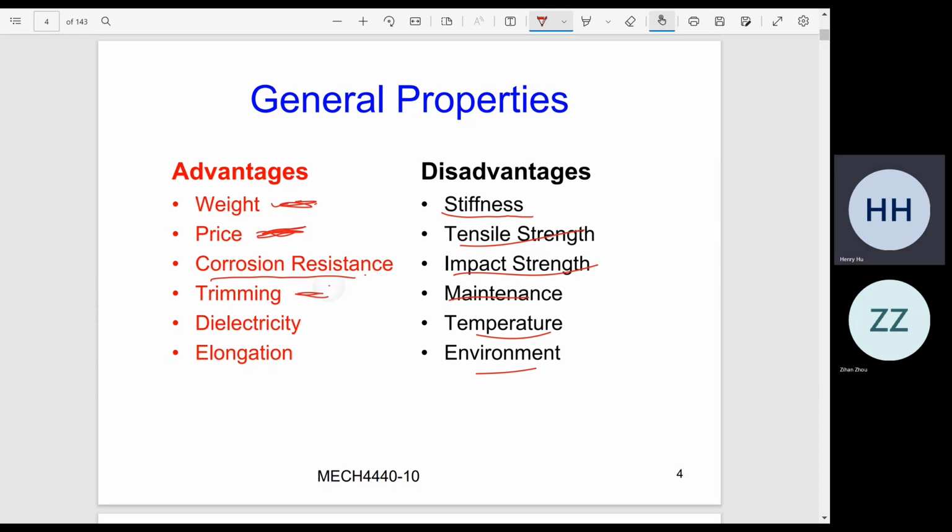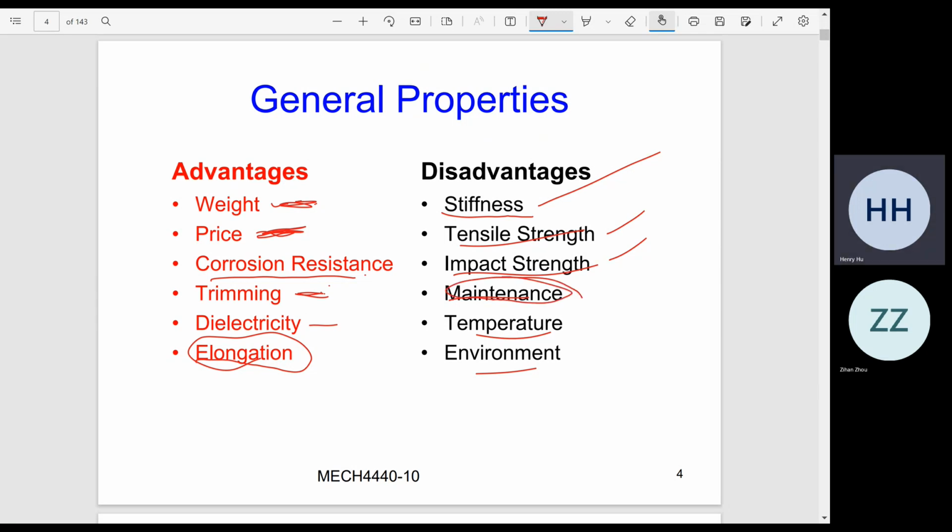You can trim them easily, and dielectricity. And some elastomers can give you a very good elongation, 300% easy, but very low stiffness in terms of modulus. And strength-wise, either tensile strength, yield strength, or impact strength are not good.